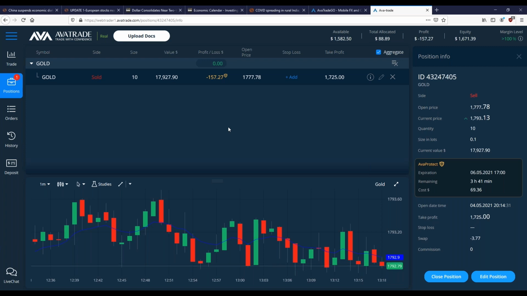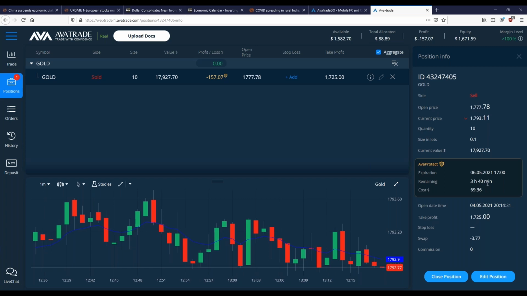So I could say, you know what? I think gold's going to keep climbing. The dollar's weakening. I don't think this is going to get any better anytime soon. So I could close the position, take the payment of whatever my negative floating is, right now 157 plus. If I close it, the protection, you see it has the gold shield. That means AvaProtect is protecting me against this loss. I still have protection for another 3 hours and 41 minutes. Okay, 3 hours and 40 minutes now it says. So I could let it go, see what happens over the next 3 hours and 40 minutes.